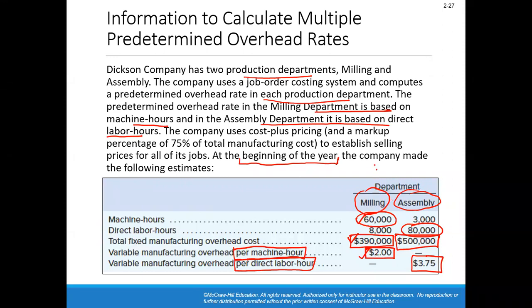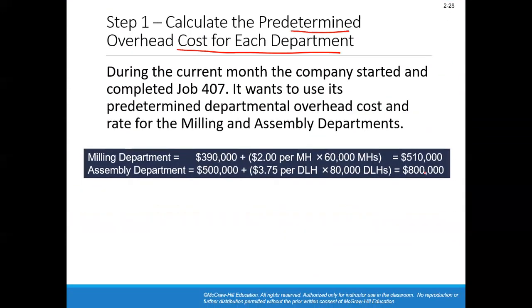Can you recall y equals a plus bx? Here a is equal to 390,000, b is equal to $2, and x is equal to the activity hours, 60,000. That's why the total is 510,000. Similarly, for the assembly department, it is 800,000.